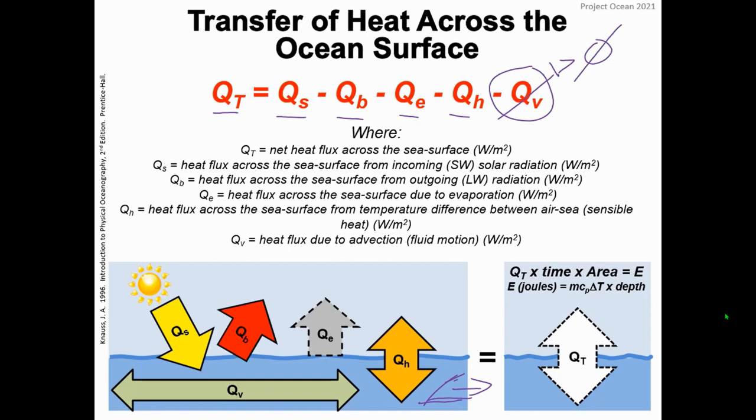Now the reason I show you this, because if we can calculate net heat flux across the sea surface in watts per meter squared, and multiply that over a time period times an area of the oceans, this gives us energy. Now, energy is going to be equal to the mass of water times the specific heat capacity of water times the change in temperature of that water mass over a depth. So what you can see right here is if we can calculate energy, we can calculate change in temperature.